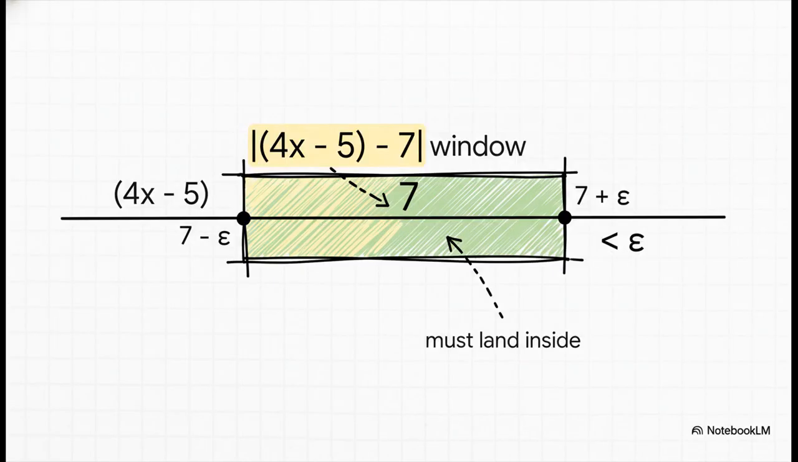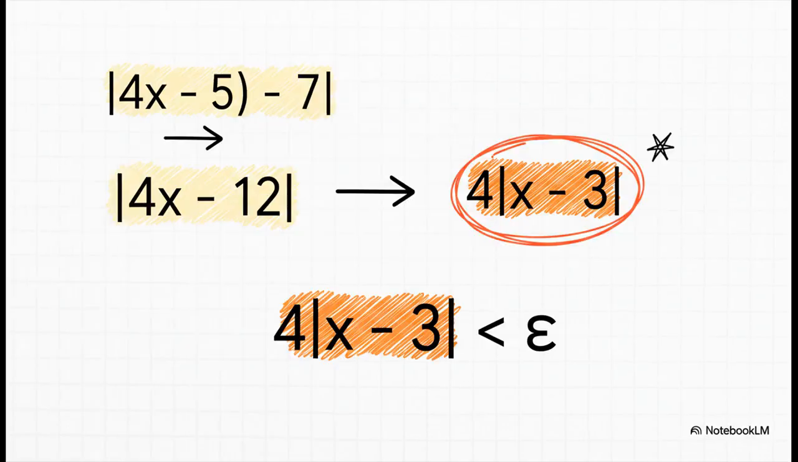Okay, so we always start with the win condition. We want to make the distance between our function, 4x minus 5, and its proposed limit, 7, smaller than whatever epsilon our challenger chooses. So now we just do a little algebra. Inside the absolute value, that simplifies to 4x minus 12. And hey, we can factor out a 4, right? So now we have 4 times the absolute value of x minus 3.